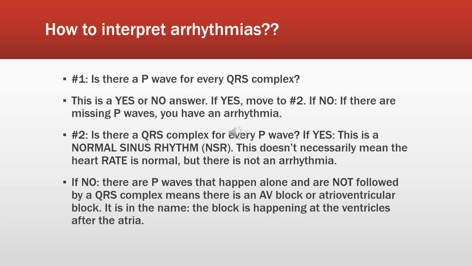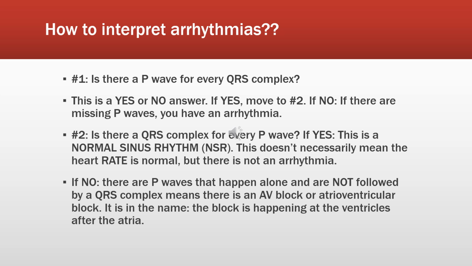If no, you're missing P waves and you just have QRS complexes, then there is a bigger issue, and we'll go into those kinds of arrhythmias in a moment. But if there are P waves that happen alone, not followed by a QRS complex, then there is some type of AV block, or atrioventricular block. So in that name, it kind of tells you what's going on. The atria are contracting, and then there is a block from the atria to the ventricles.